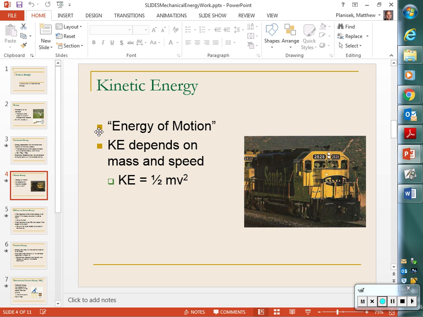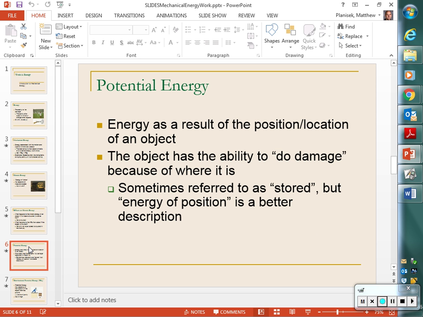If kinetic energy is energy of motion, right? Yesterday when we introduced potential energy, I introduced it as energy of position or location. If kinetic energy is the ability to do damage because something is moving, potential energy is the ability to do damage because of where it is. And so, the result, energy of position or location.